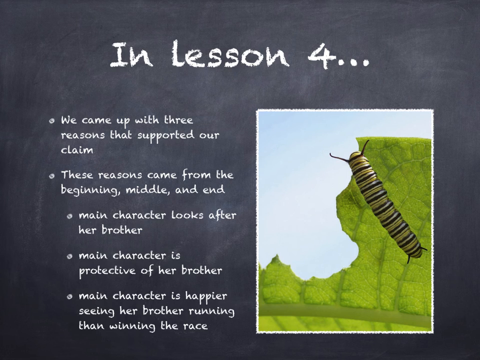In Lesson 4, we came up with 3 reasons that supported our claim. These reasons came from the beginning, middle, and end. Our reasons were: the main character looks after her brother, the main character is protective of her brother, and the main character is happier seeing her brother running than winning the race.